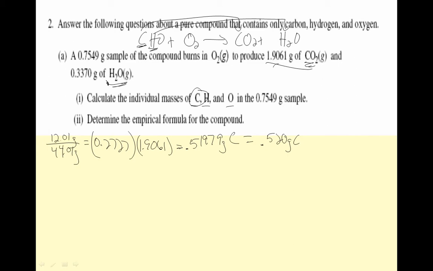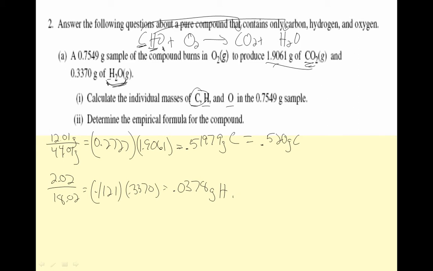So hydrogen, there's two of them. So each hydrogen weighs 1.01. So this is 2.02 divided by 18.02, which is 0.1121. So 11.21% of water is hydrogen. So 0.1121 times 0.3370 will give me my mass of hydrogen. That is 0.0378 grams of hydrogen.